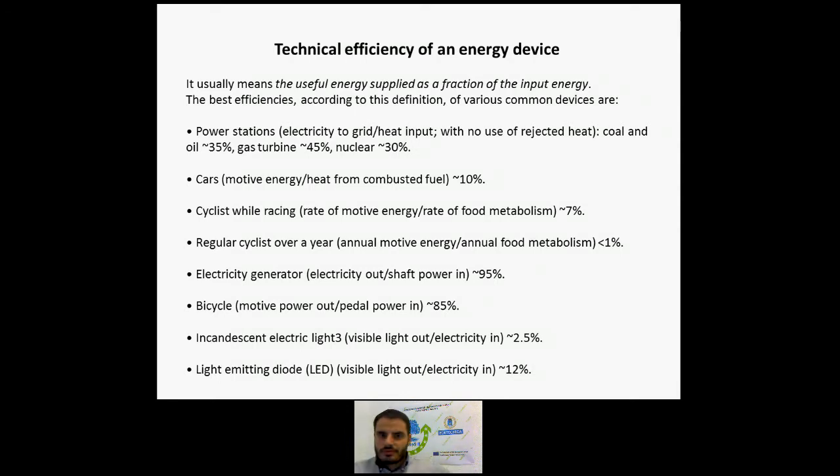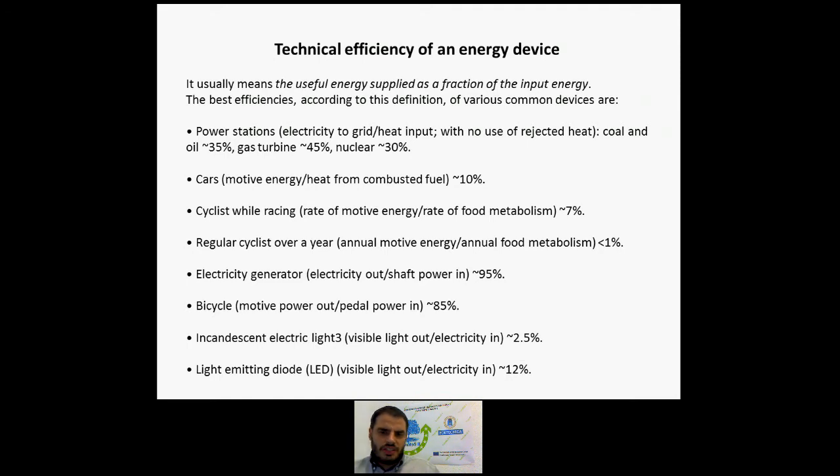Well, we see the power stations, cars, cyclists while racing, regular cyclists over a year, electricity generator, this bicycle, sorry, incandescent electric light. What else? Light emitting diode. Well, it is clear that first, efficiency has to be defined very carefully for each question, and secondly, important devices may have small efficiencies, but this does not prevent their use.